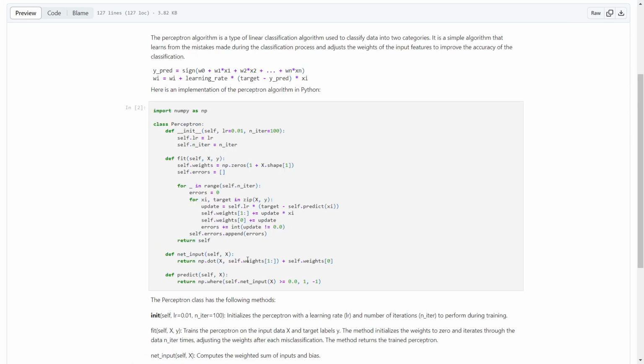Before I explain this, the perceptron is a type of linear classification algorithm used to classify data into two categories. It's a simple algorithm; we are talking about the single layer perceptron. It learns from mistakes made during the classification process and then adjusts the weights of input features to improve the accuracy of the classification.